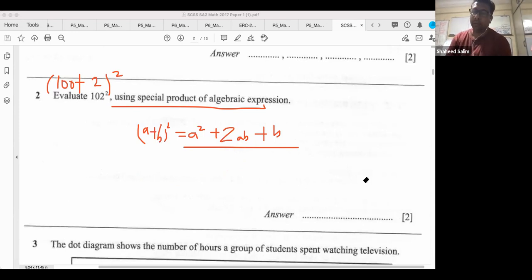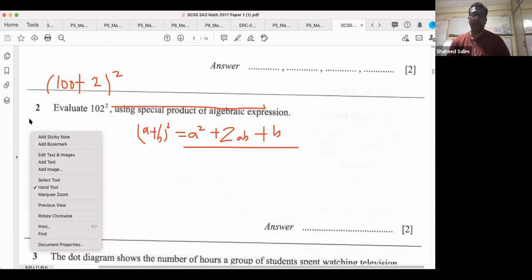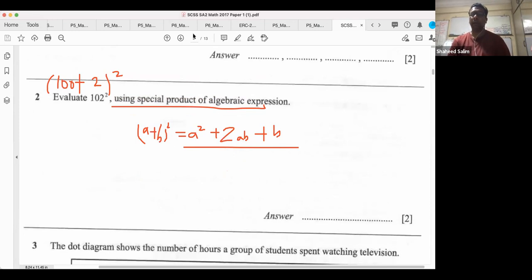What about Akila? Are you there, Akila? Can you do Akila? So you write down like that, write down like this. Sorry. 100 plus 2 squared.